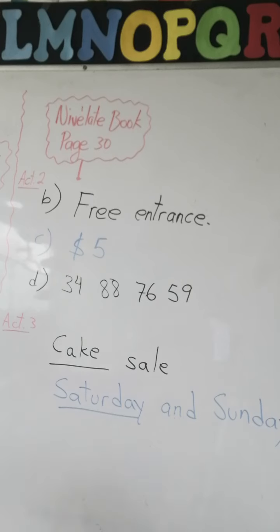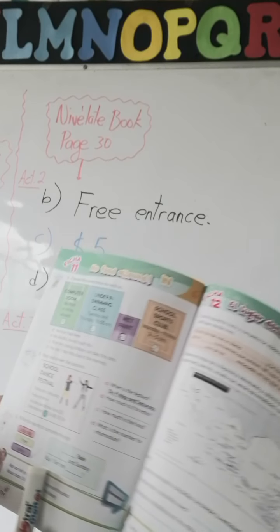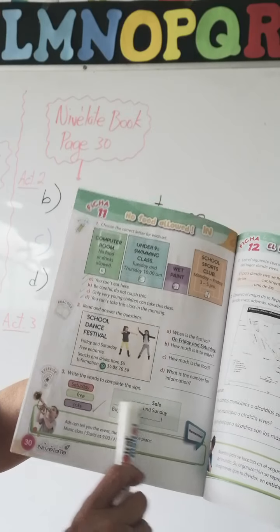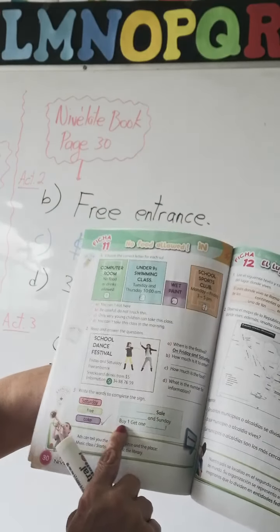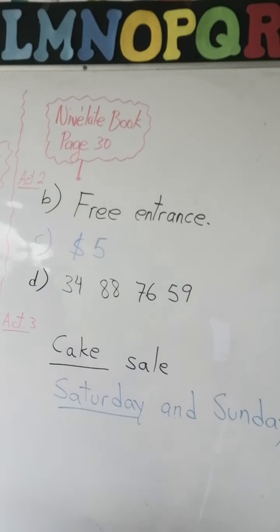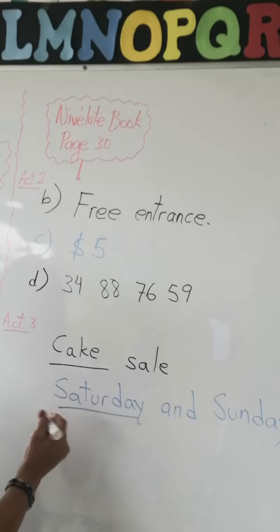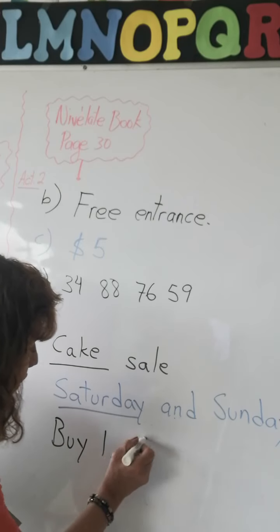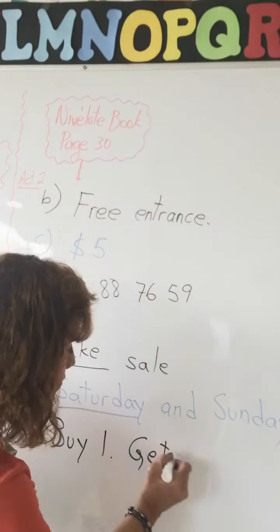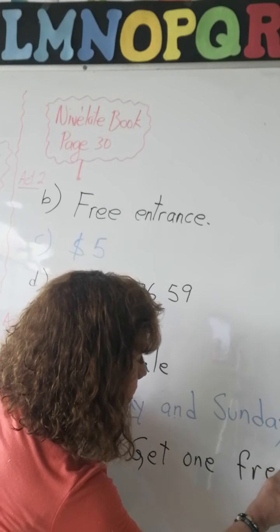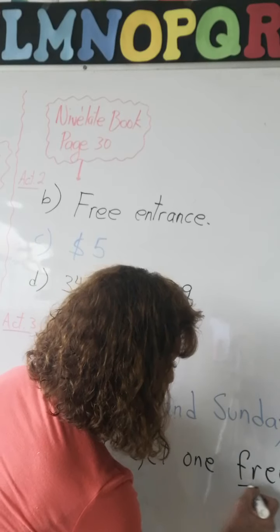And the last one is, buy one, get one. Excellent, free. Compra uno, llévate uno, gratis. Okay, so I'm going to write here, buy one, get one, free. Llévate uno, gratis. Okay, very good.